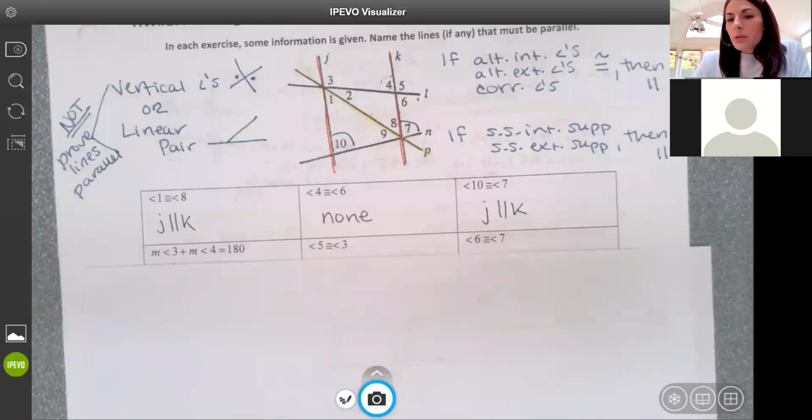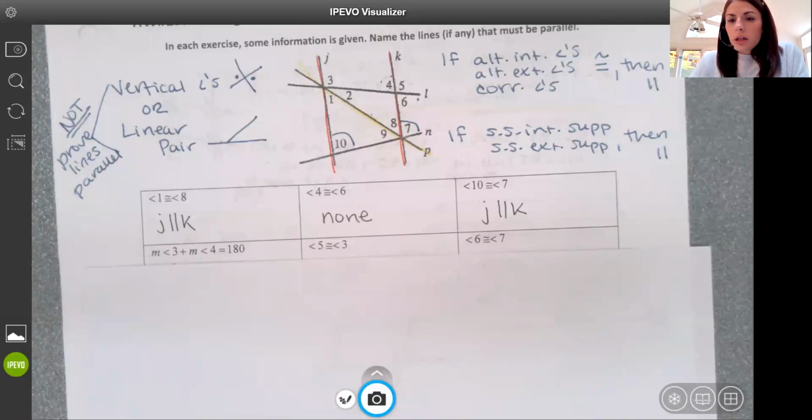So saying that two angles add up to 180, what does that mean that we have? Anyone?